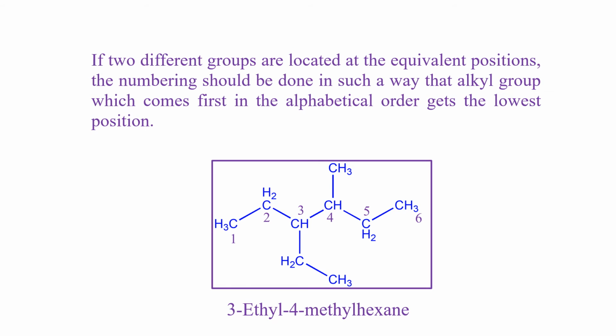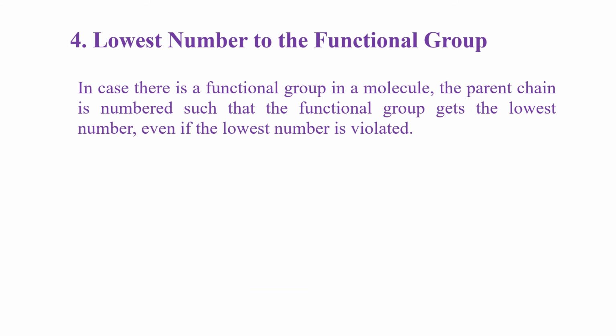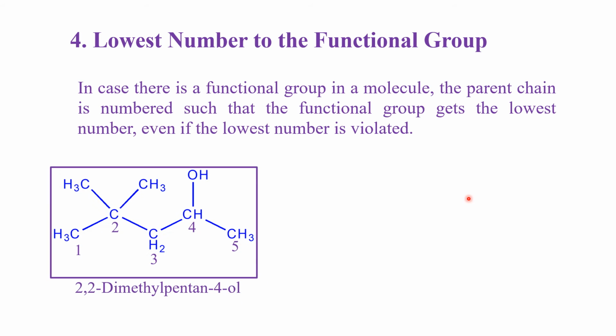In this condition, let us follow to the next rule, where the numbering should be given to the functional group. The least possible number should be given to the functional group in any case. Let us see the examples. Here, the numbering was started from the left side followed to the right side, where the functional group, that is the hydroxyl group, got the fourth position.